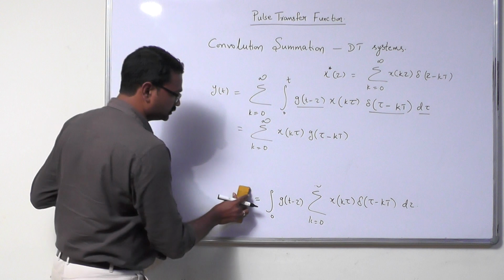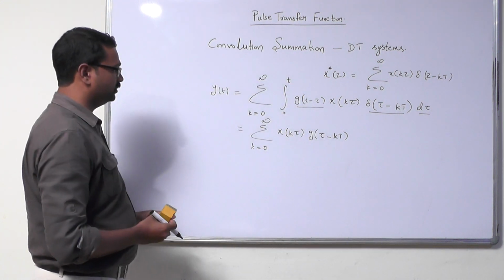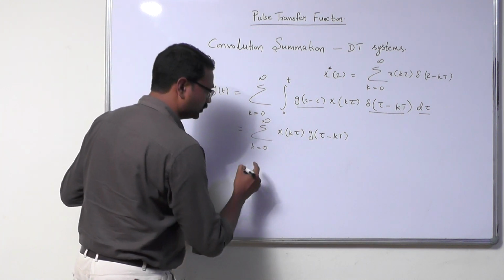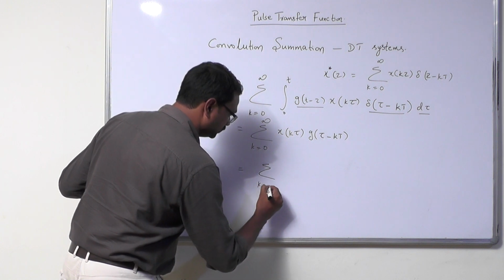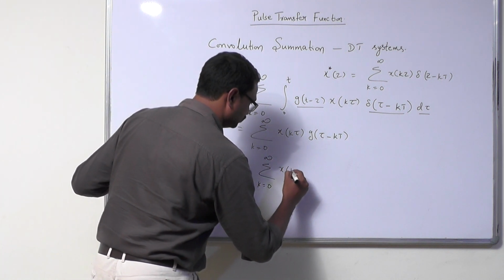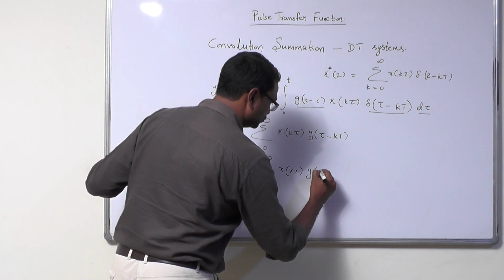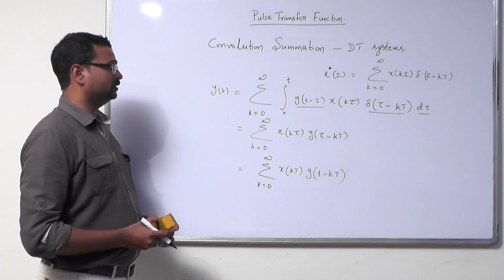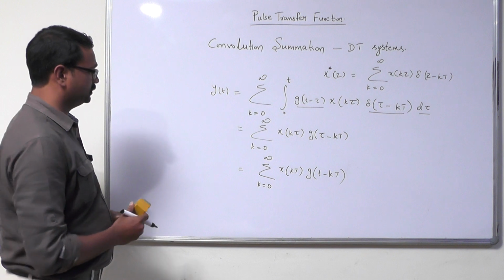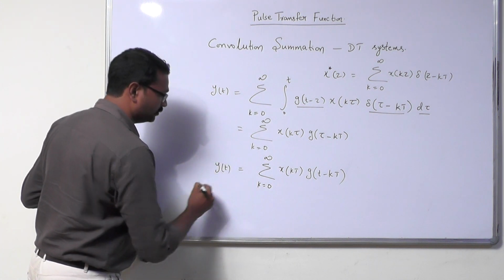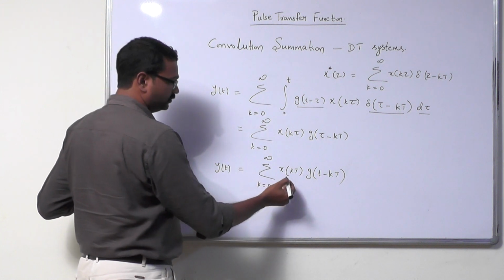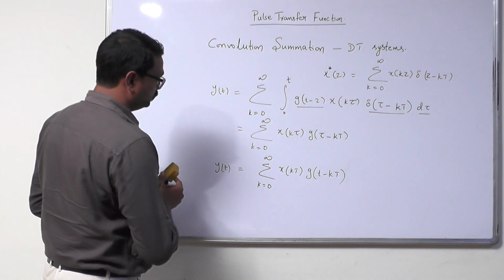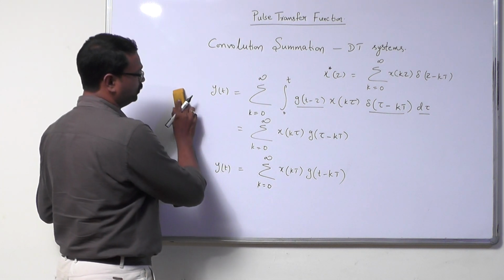So you are having this relationship from sigma k is 0 to infinity x of k tau g of tau minus kt, and instead of tau you can easily replace it with k is equal to 0 to infinity x of kt g of t minus kt. Now this is the relation which we have obtained for convolution summation. Therefore y of t can be given as sigma k is from 0 to infinity x of kt g of t minus kt. Now with this in mind, we can go for the pulse transfer function.